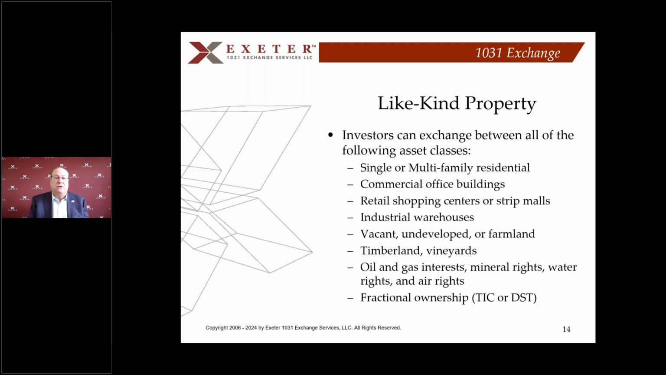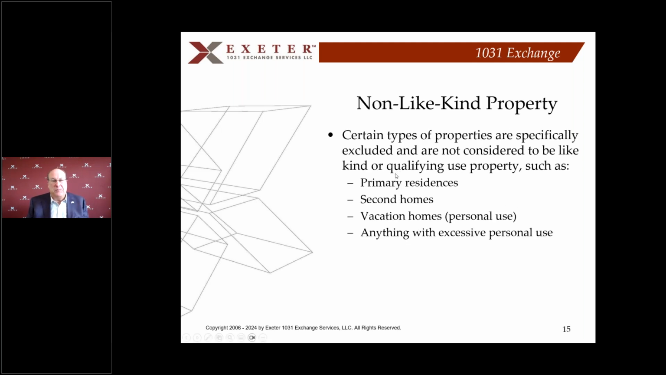So obviously only you can define what that means to you, but this gives you some ideas on what you can exchange into. And just as important is what is non-like-kind property. What would be excluded from 1031 exchange treatment? So let's talk about that. First area is anything with personal use. So your primary residence, a second home, vacation property, things like that. Anything with excessive personal use is not going to qualify for 1031 exchange treatment.